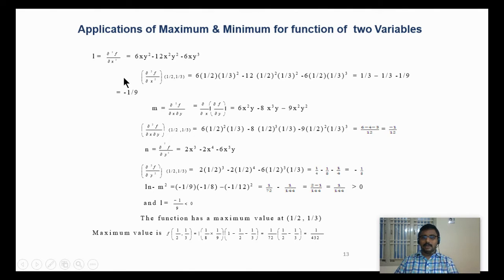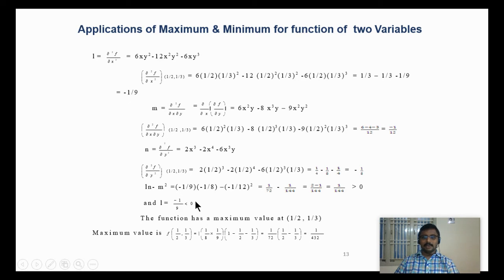Now L, M, N are computed at the point half, 1 by 3. What is L? Dou square f by dou x square. M? Dou square f by dou x dou y. N? Dou square f by dou y square. These partial derivatives are computed at the stationary point 1 by 2, 1 by 3. Thus we will have L is negative 1 by 9, M is negative 1 by 12, and N is negative 1 by 8.